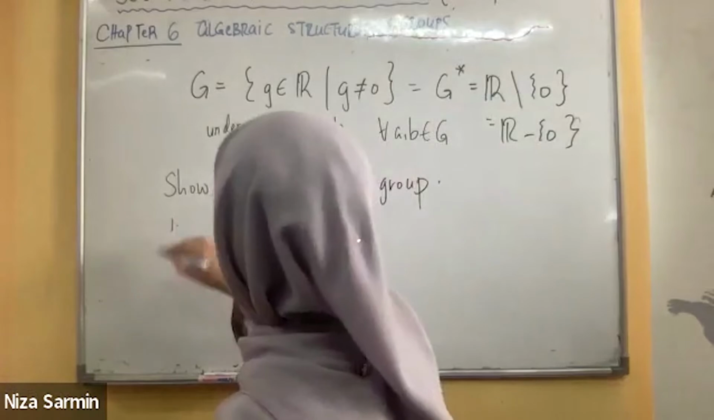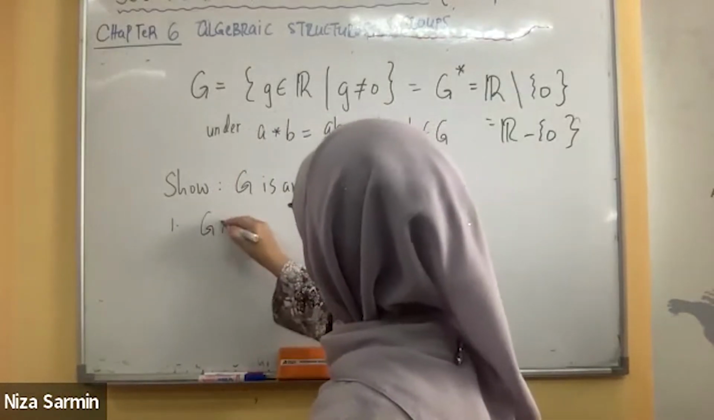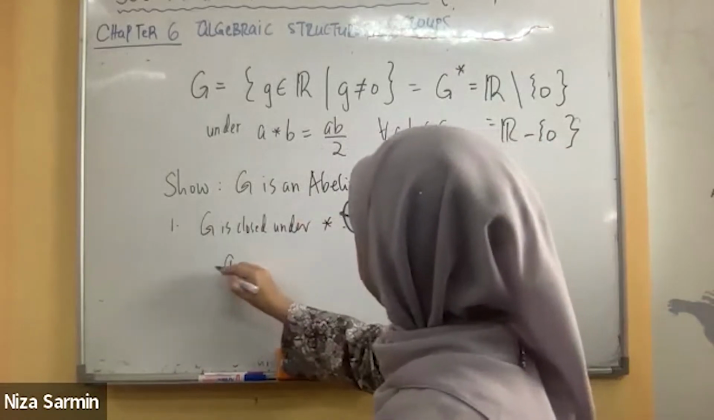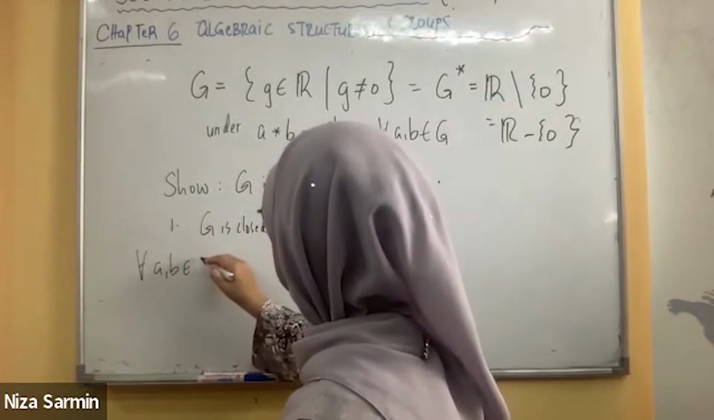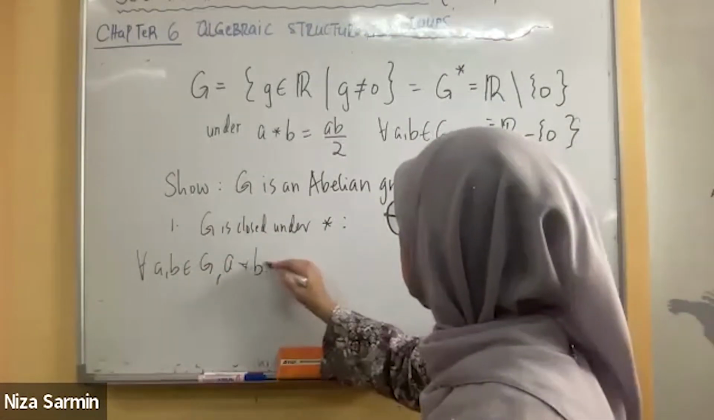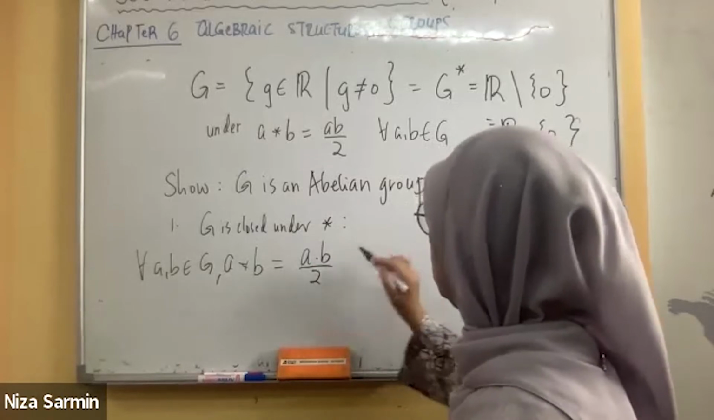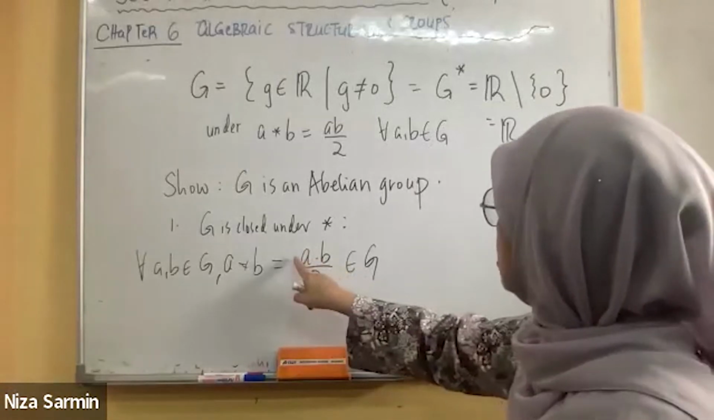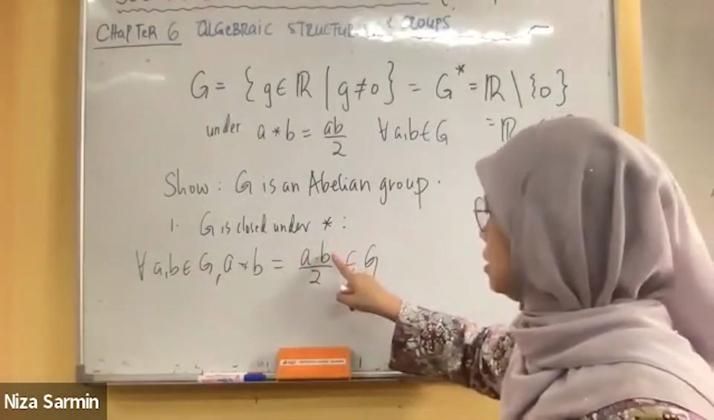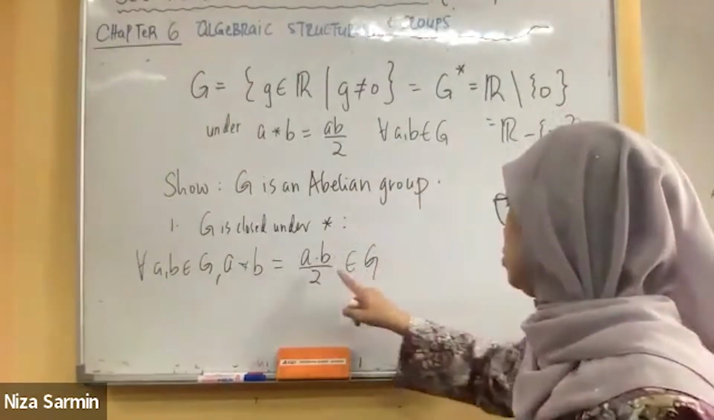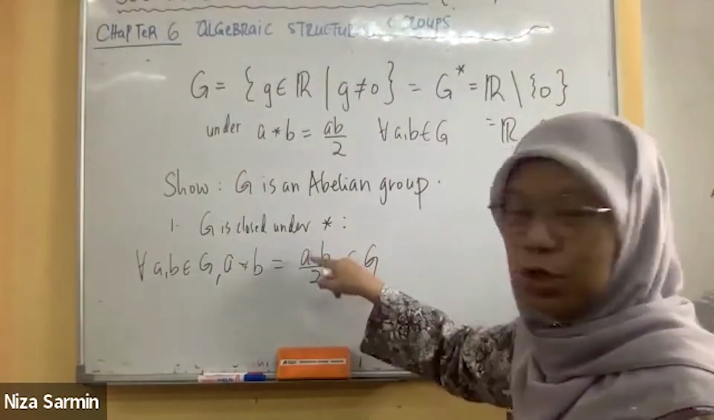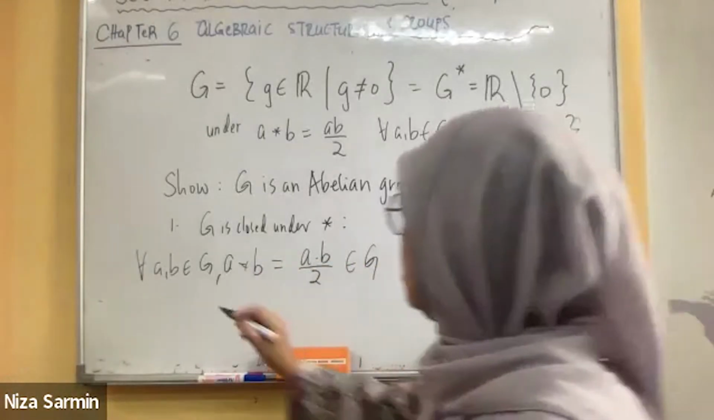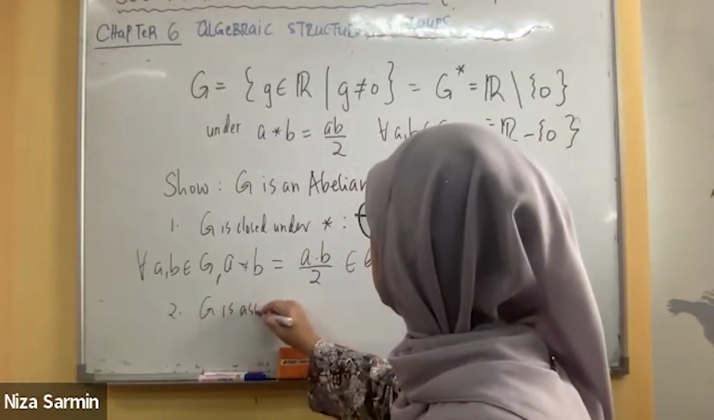Okay, so the first one is G is closed under star. For all a, b in G, a star b is a times b over 2, which is in G. Right? Because this is a real number which is not zero, this is a real number which is not zero, so this is also a real number and it's not zero. Even if you write like this, it's okay. You don't have to explain anything. Next, G is associative.